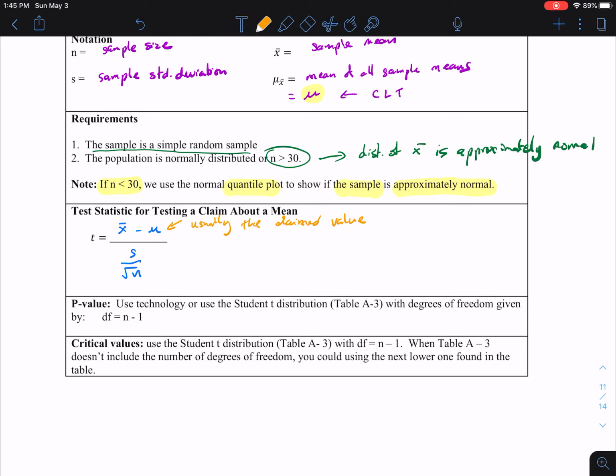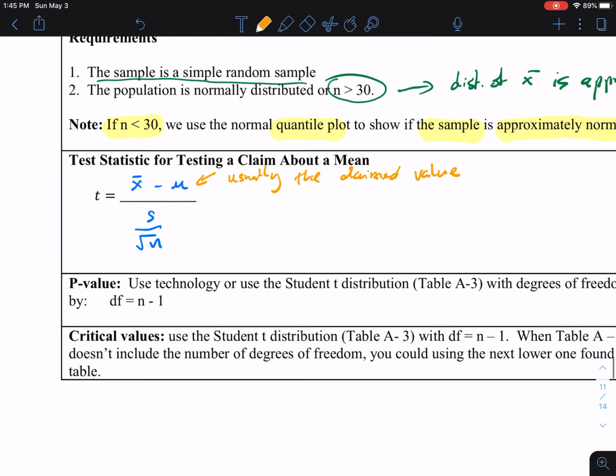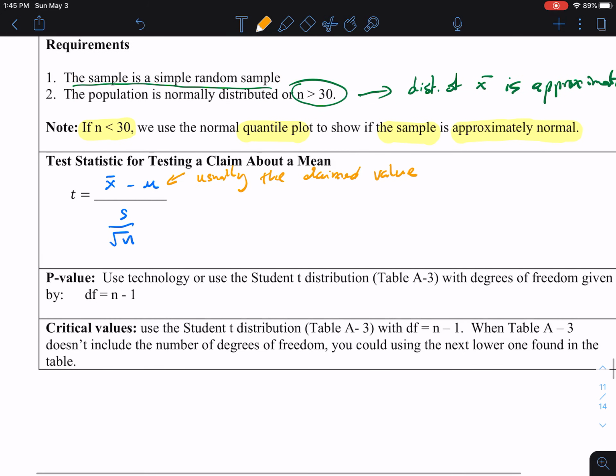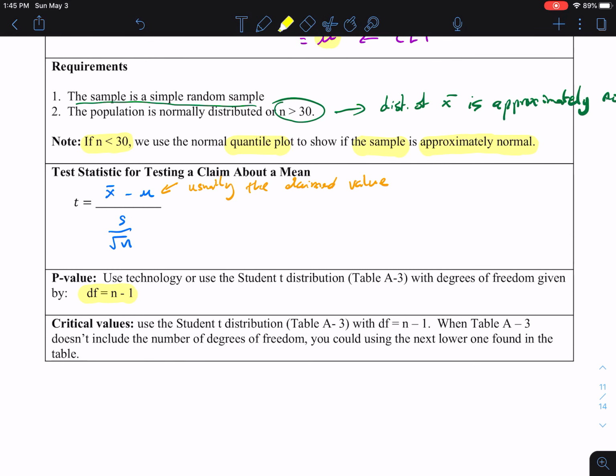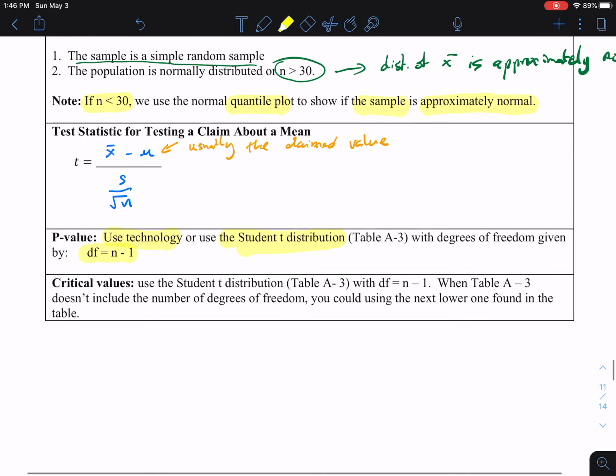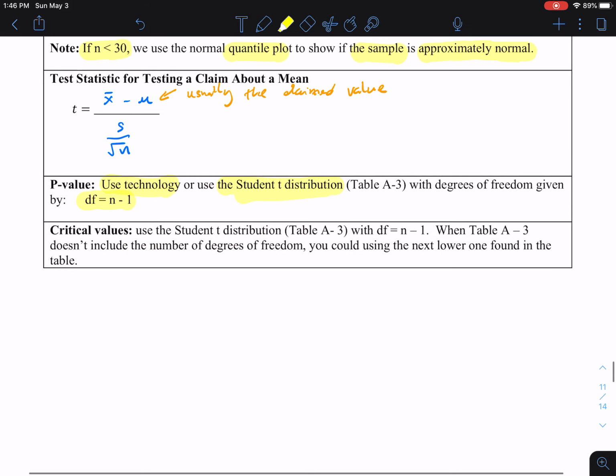And recall from 6.4, even chapter 7, when we use a t-distribution for a small sample size, the t-distribution depends on the sample size. Because of that, we have degrees of freedom, df. The degrees of freedom is still the same, n minus 1. To find the p-value for certain test statistics, we usually use technology or a t-distribution. Technology is much easier; the t-distribution is a little bit confusing. I can show both methods when we get to the example.